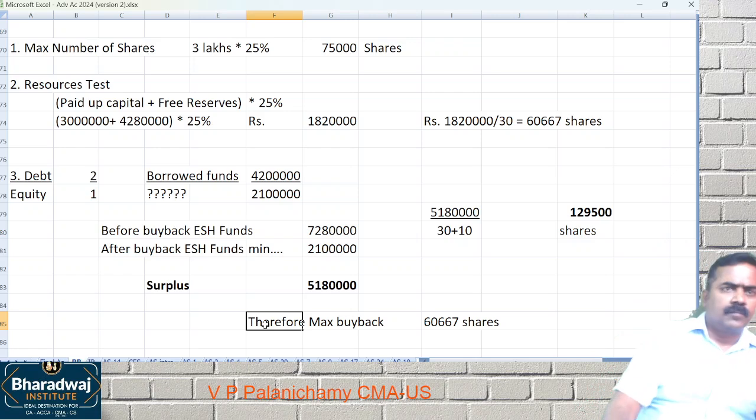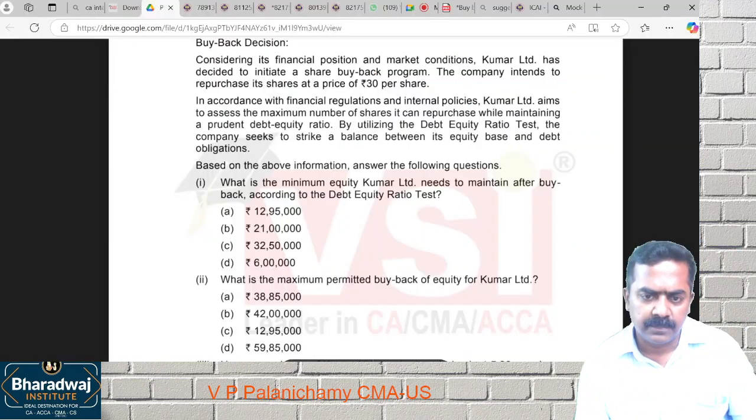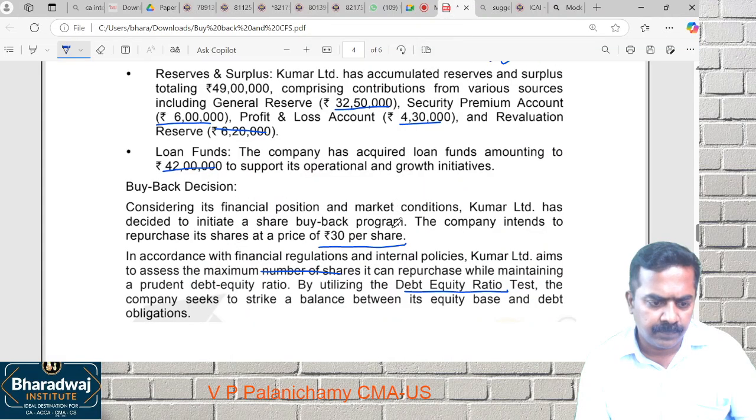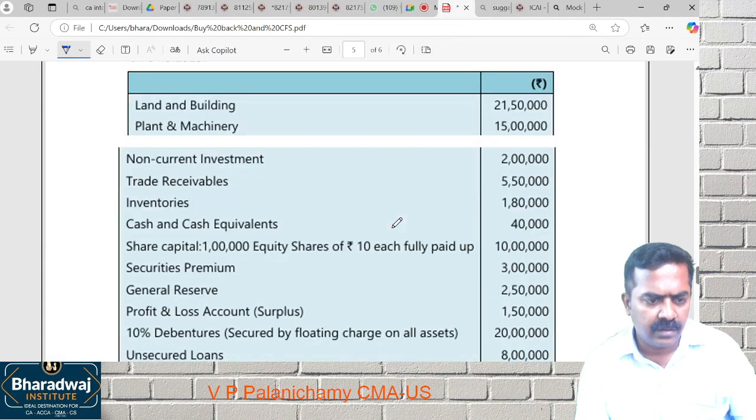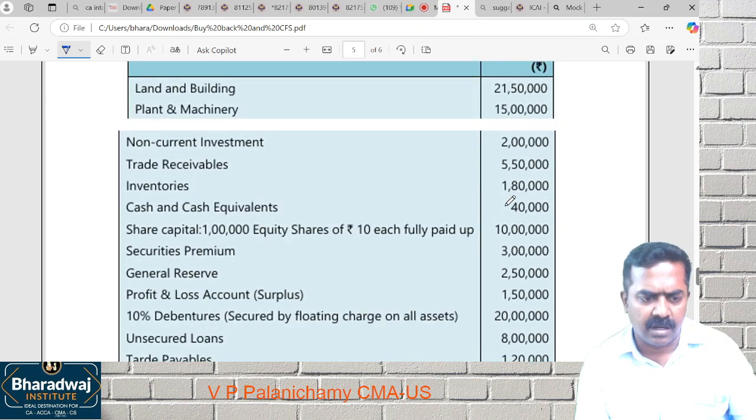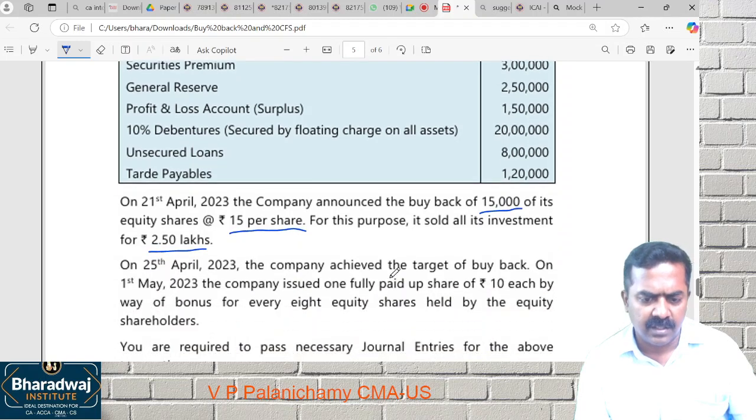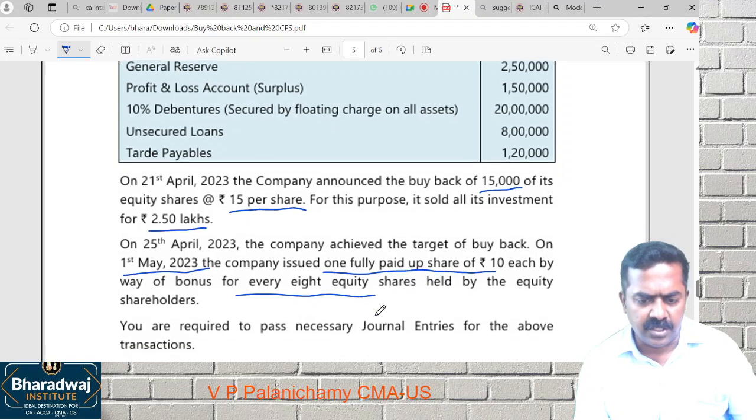Shall we go to the next question? Which question? It's an RTP question. We are given land and building, plant and machinery, non-current investment. Doesn't matter. The company announced how much? 15,000 equity shares of 15 each. For that purpose, it sold investment for 2.5 lakhs. They achieved the target of buyback. They then issued one fully paid up bonus share for every 8 shares held in May 2013.